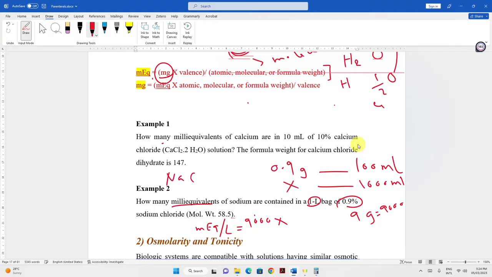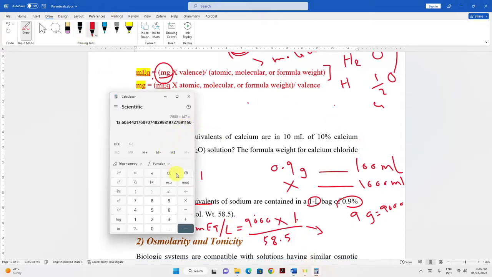NaCl, what is the valence? There is one negative and one positive, so either take one of them, so it's 1. And then divide it by the molecular weight of sodium chloride, which is 58.5. And what is the answer? How many milli equivalent per liter do we have? We'll go to the calculator and divide 9,000 by 58.5, and the answer is 153.8.